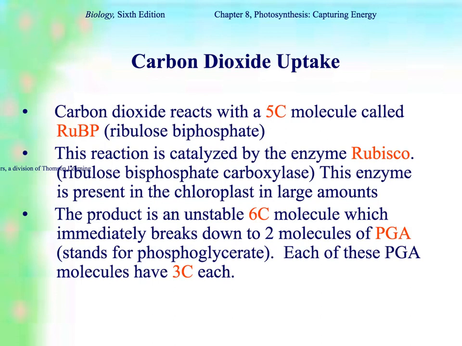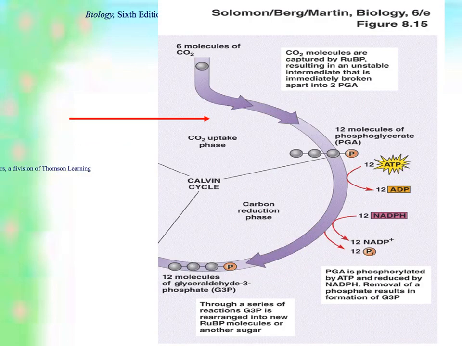So Rubisco allows us to react a 5-carbon molecule called RuBP with carbon dioxide. So 5 carbons plus carbon dioxide makes a 6-carbon molecule. The product that is formed is a 6-carbon unstable molecule, which immediately is going to break down into 2 molecules of PGA, which stands for phosphoglycerate. Each of these PGA molecules has 3 carbons. This diagram is just showing you the first part of the carbon dioxide uptake phase, where carbon dioxide is added to RuBP, catalyzed by Rubisco, and then that product splits into PGA, of which we have 2.